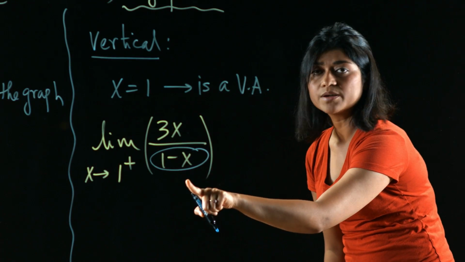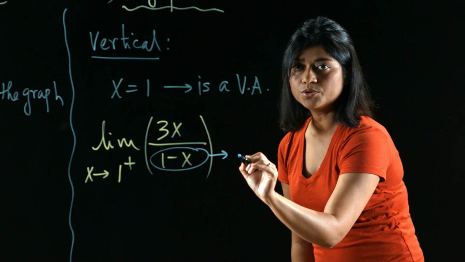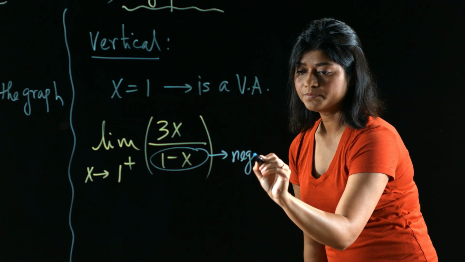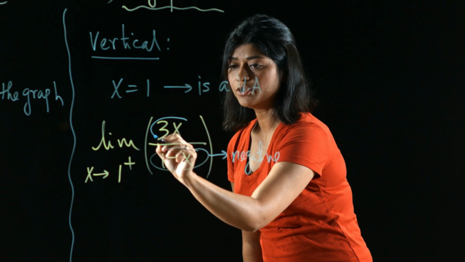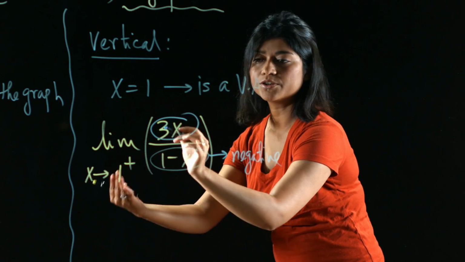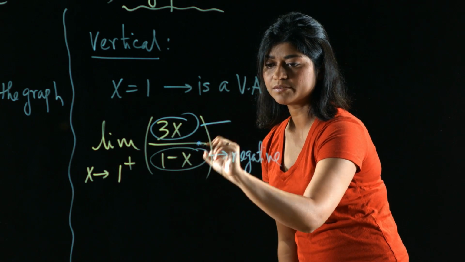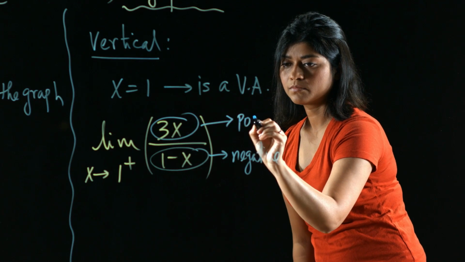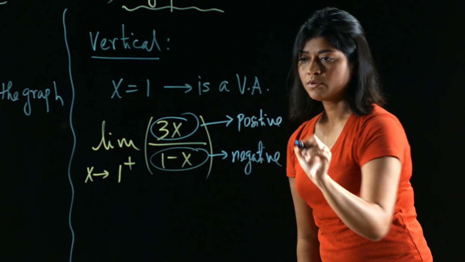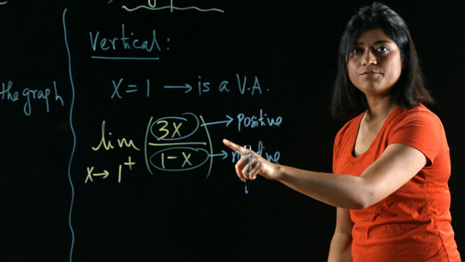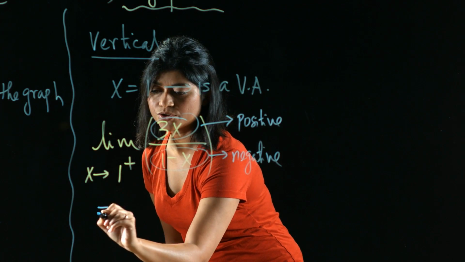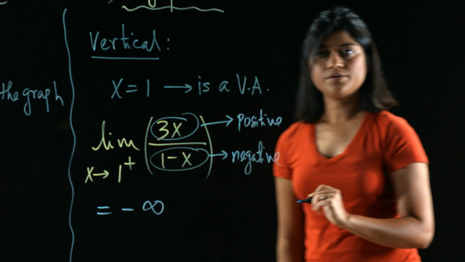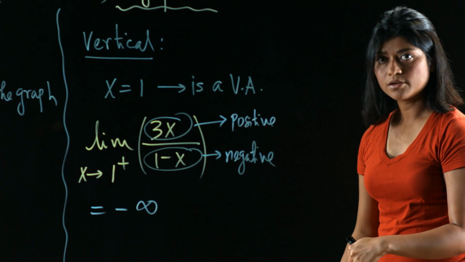1 minus something bigger than 1 will give you a negative value. What is happening in the numerator when you plug in something bigger than 1? Well, it's going to be positive. So this entire expression will give you a negative number, which means that the answer will be negative infinity. So the function will be decreasing without bound.